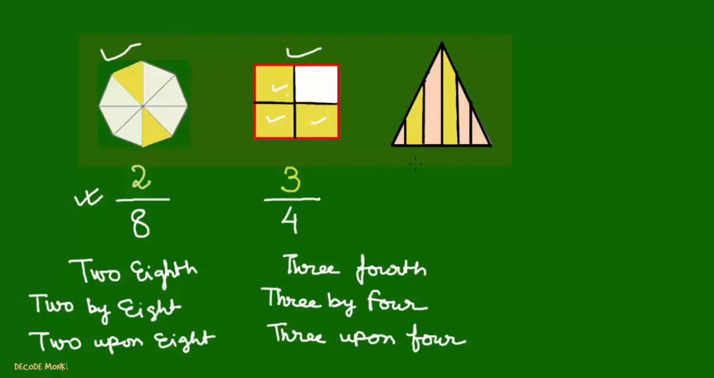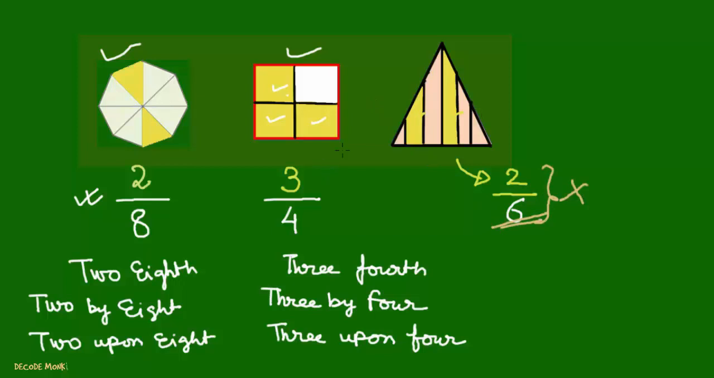Now coming to the third figure. Please pay attention here, this is very important. You see that there are 1, 2, 3, 4, 5, 6 portions, out of which 2 portions are yellow in color, 1 and 2. So you may be tempted to write 2 upon the total number of portions, 6, so 2/6. But my dear little friends, this answer is wrong. And why? Let me tell you.